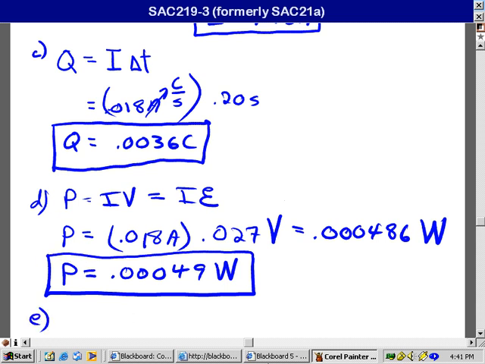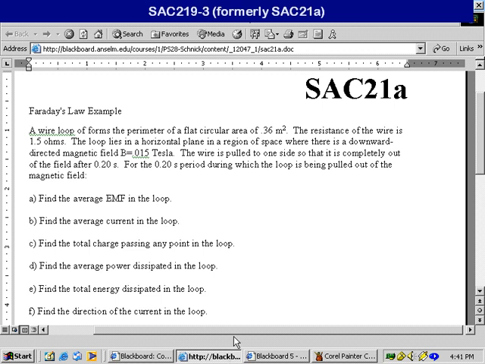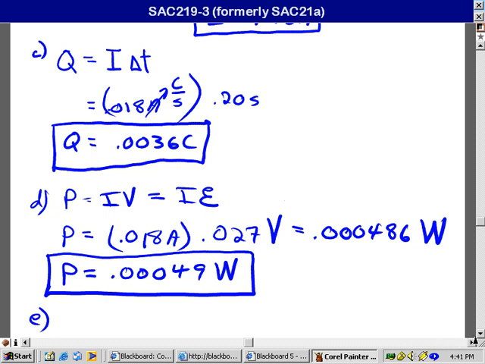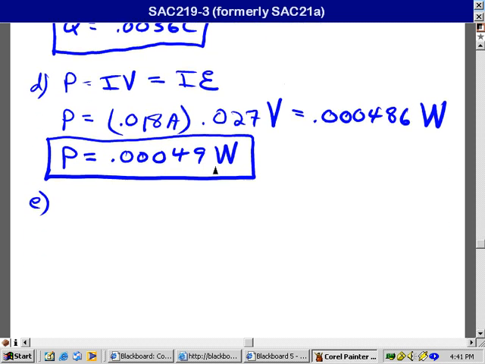And then see what they want for part E. Find the total energy dissipated in the loop. Okay, again, this calls for a conceptual understanding of power. Power is the rate at which energy is being dissipated, the number of joules per second of energy being dissipated in the loop. To find the total number of joules of energy dissipated in the loop during the 0.20 seconds, I just multiply that rate at which energy is dissipated times the time, and I'll get the total amount of energy. So it calls for a conceptual understanding of what power is.